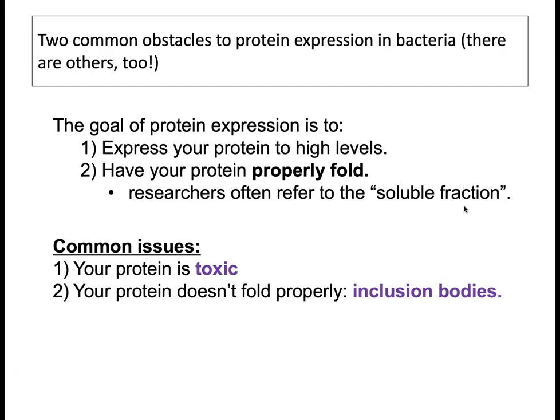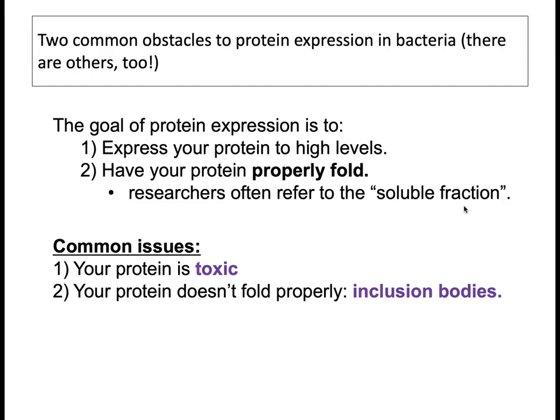During that pelleting step, what we want to have happen is our protein to be present in the supernatant, or the soluble fraction. If it's improperly folded, it will partition into that pellet, so it'll be in the insoluble fraction. If it's properly folded, it will be in the supernatant, in the soluble fraction. So if people ever ask you, is your protein in the soluble fraction, really what they're asking is, did it properly fold?